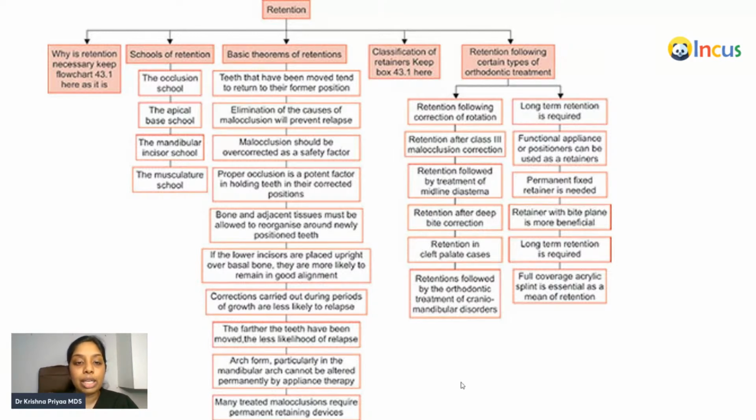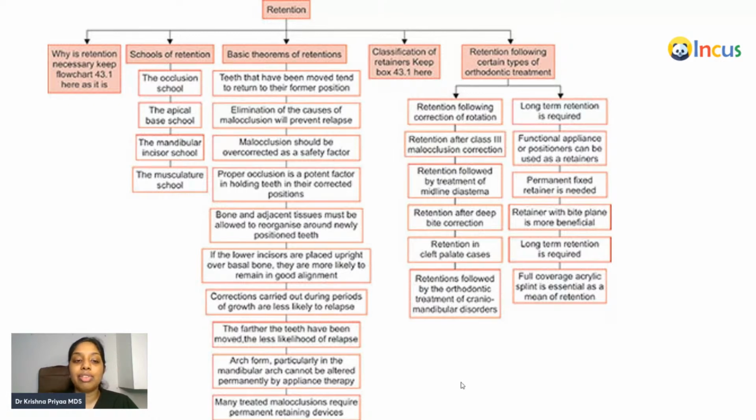The third theorem: malocclusion should be overcorrected as a safety factor. Why? Because relapse is inevitable. Whatever you do, eventually the tooth will move back around 1 mm or 1.5 mm to its original intended position. So overcorrection is indicated in certain cases, but it is not always indicated in all cases. But overcorrection is a key.